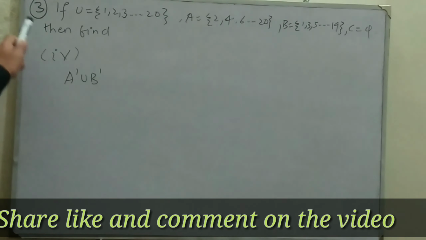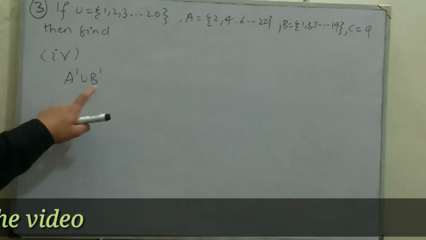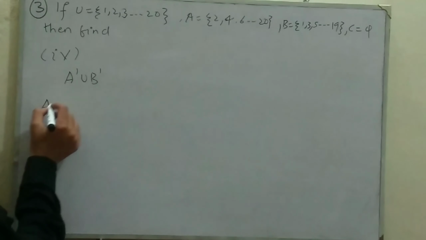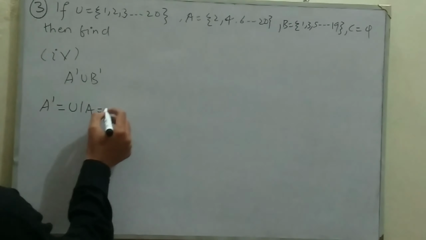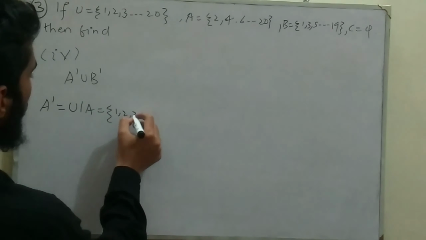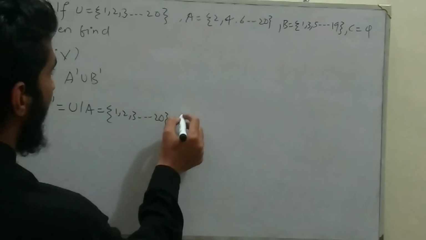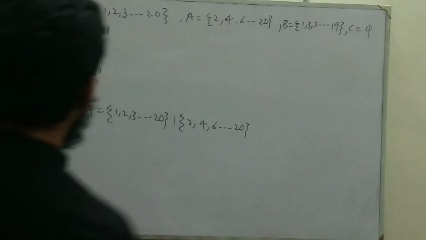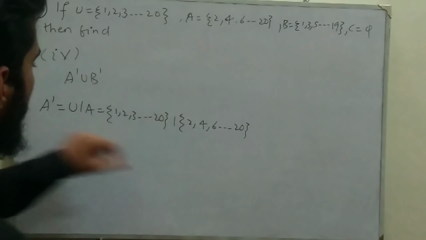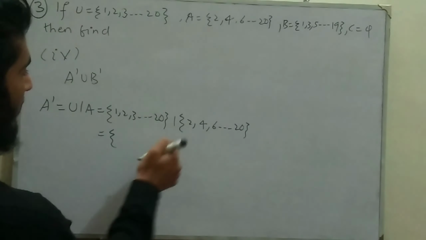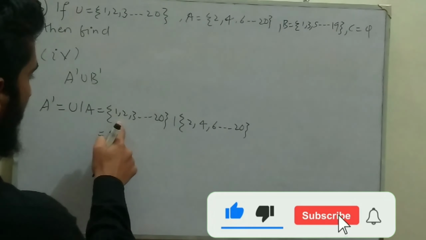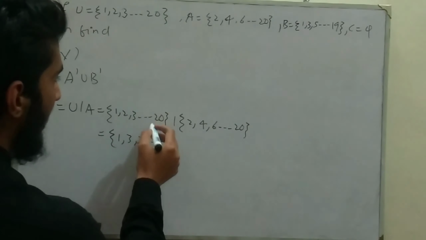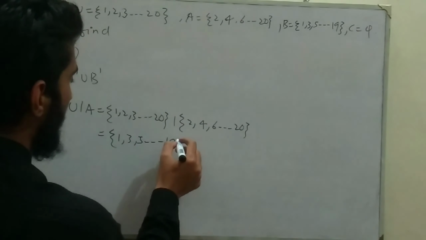Move to the fourth part of question number 3. It asks us to find A complement union B complement. First we find complement A and complement B. Complement A is U minus A according to the definition of complement. U is 1, 2, 3 to 20, minus A, which is 2, 4, 6 to 20. All those elements included in the first set and not in the second set will be our complement A. So 1, 3, 5 and so on up to 19 are included in the first set and not in the second. This is the complement of A.